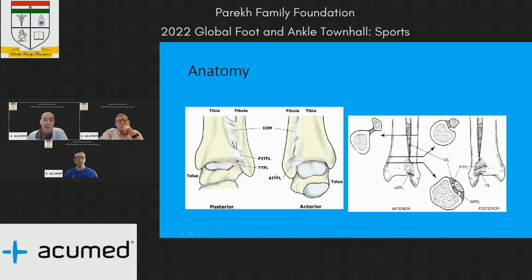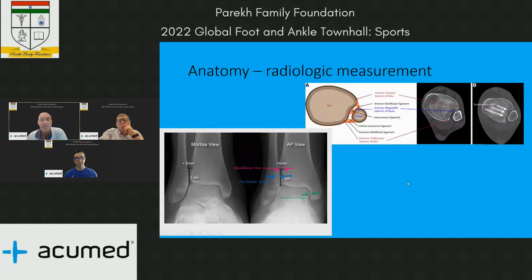So we've all seen these diagrams of the anatomy, and here's the actual view here. Traditionally, it's taken 1 centimetre above the ankle, and on the radiological imaging, there's meant to be less than 5 millimetres there and 1 millimetre of overlap on the AP and the mortise view. And this is the corresponding CT view, and you can see that the anterior gap is much smaller than the posterior, and that's the normal situation.